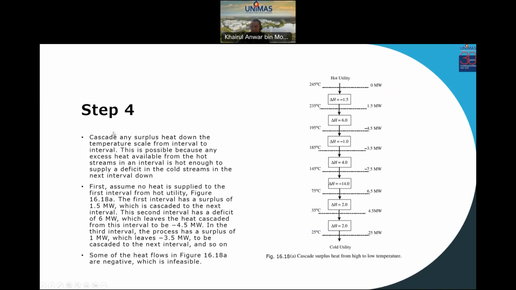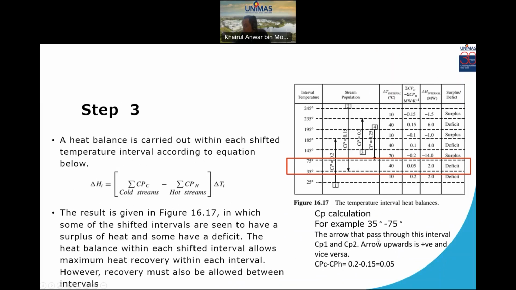Step 4. Cascade any surplus heat down the temperature scale from interval to interval. This is possible because any excess heat available from the hot streams in an interval is hot enough to supply a deficit in the cold streams in the next interval. So you create a cascade. So here is the shifted temperature or interval temperature. This is the delta H.